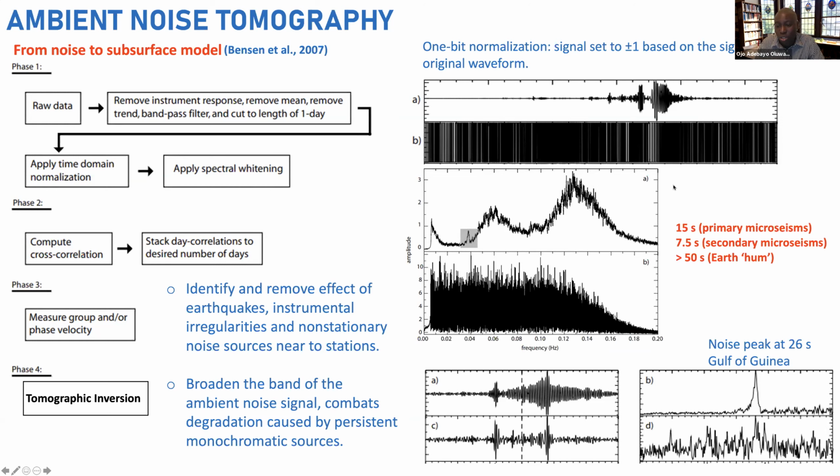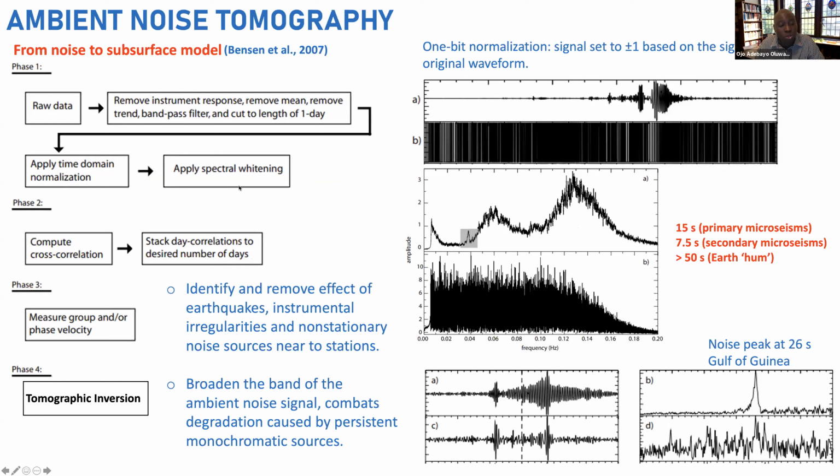Even if you do that, if you take a Fourier spectrum of the data set, you would see that the noise spectrum is not uniform in ambient noise. In fact, you will notice some very major peaks at 15 seconds and 7.5 seconds, which we call the primary and secondary microseisms. And at longer periods, you will notice a peak at greater than 50 seconds, which we call the Earth's hum signal.